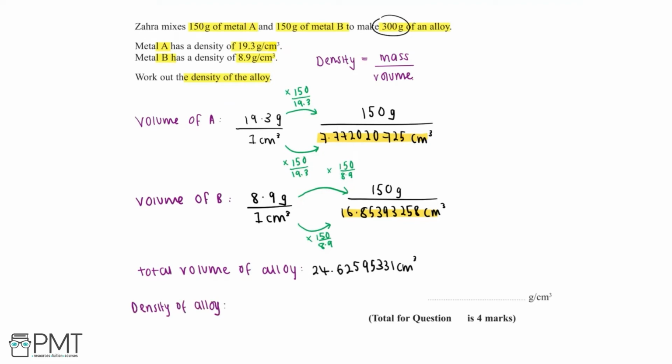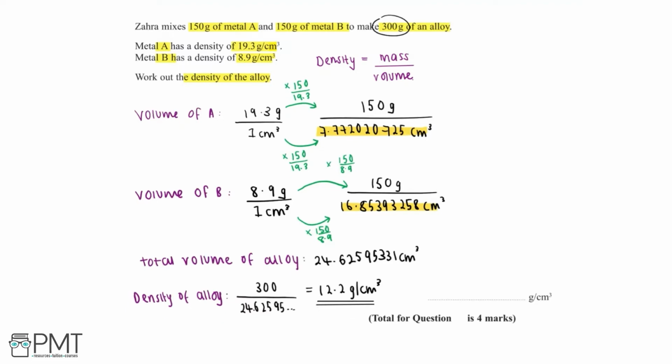Now to find the density of the alloy, we'll do the total mass divided by the total volume. We know that the total mass is equal to 300 grams, and the total volume is equal to 24.62595... Putting this value into our calculator, we'll find that the density of the alloy is equal to 12.2 grams per centimeter cubed, correct to 3 significant figures, which we can write down in our answer box.